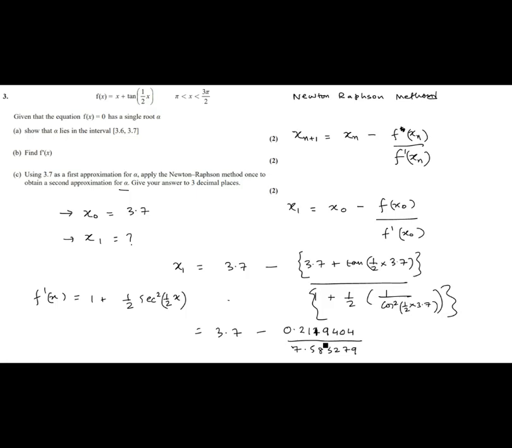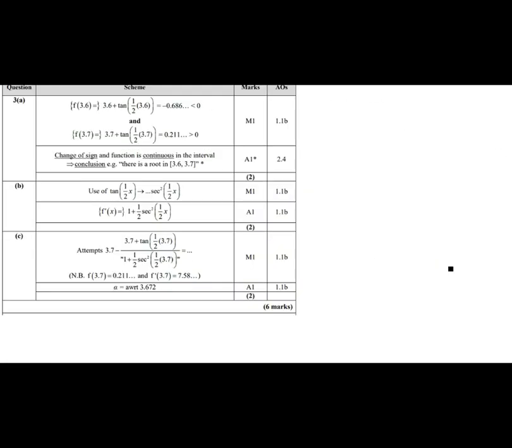Now let's work out all together. So 3.7 minus 0.2119404 divided by 7.583279. So this comes out as 3.67205516. To 3 decimal places, it will be 3.672. Let's check the answer. So 3.672. Okay, so that's the answer.